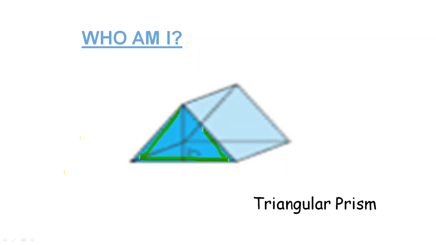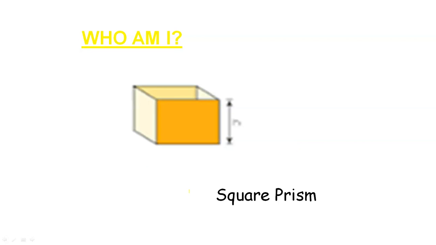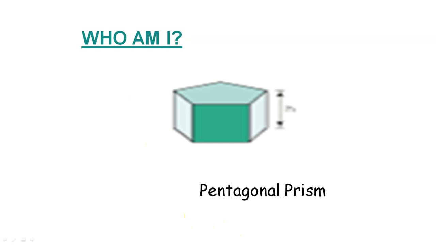Both ends have triangles and the surfaces are flat and the same, so it's a triangular prism. What about this? Both ends are squares. Okay, it's a square prism. These all are 3D shapes because they give you three dimensions. Look at the base, it's a pentagon, five sides. From there also, it means it's a pentagonal prism.